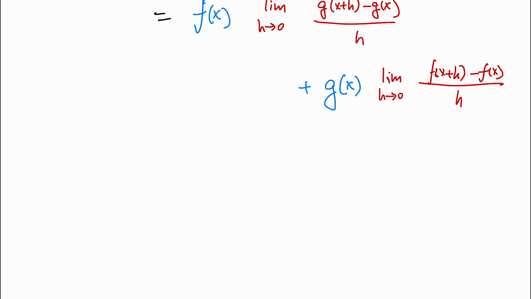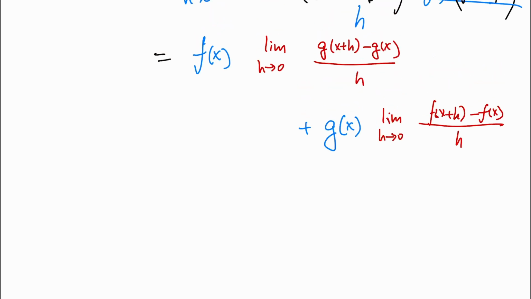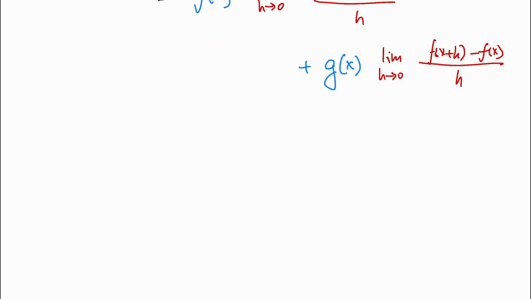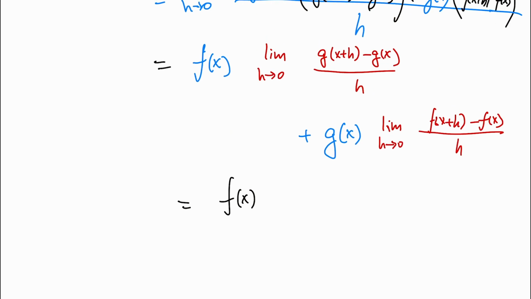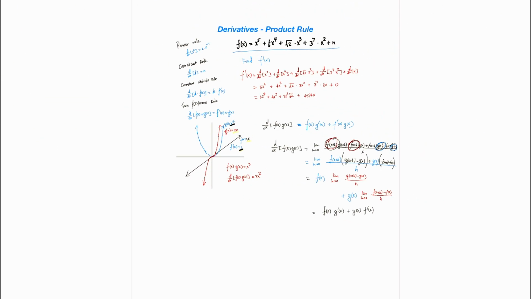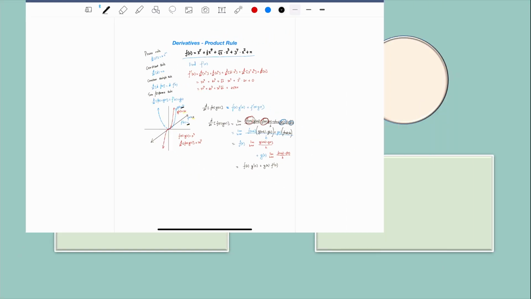And obviously these, as you can recognize, are just simply the definition of derivatives. And we are almost done, so that's f of x times g prime of x plus g of x times f prime of x, which is exactly our hypothesis.